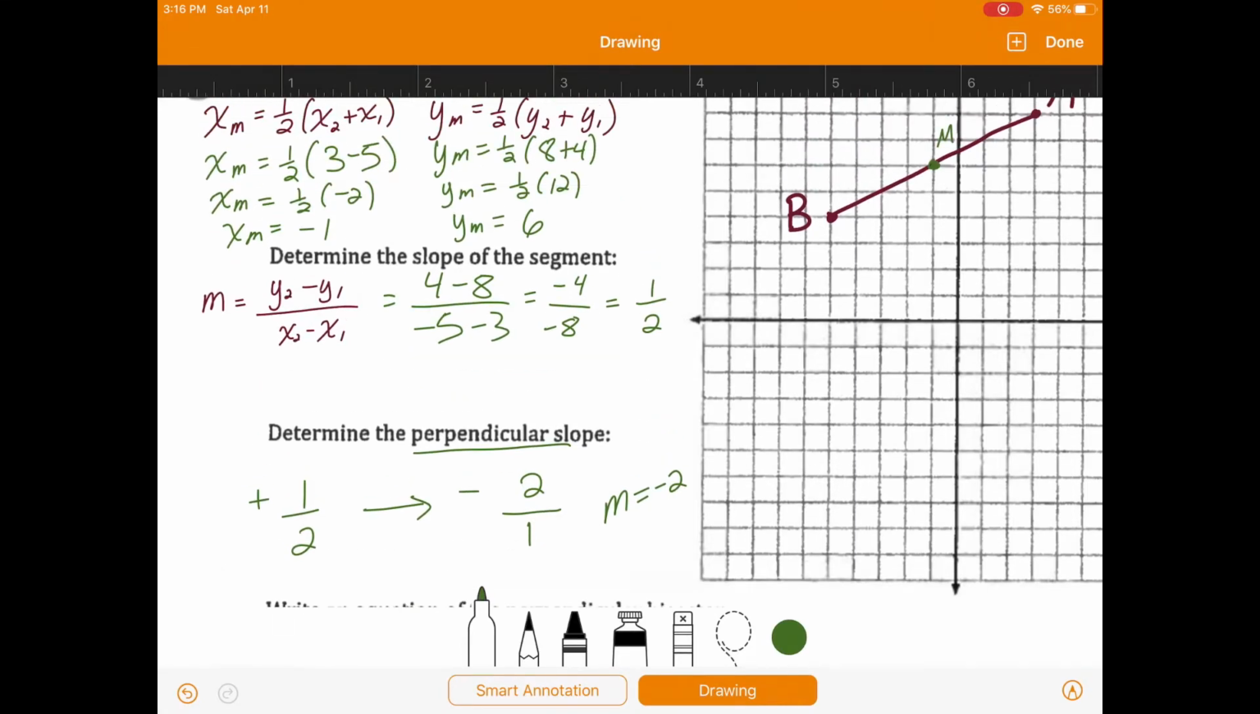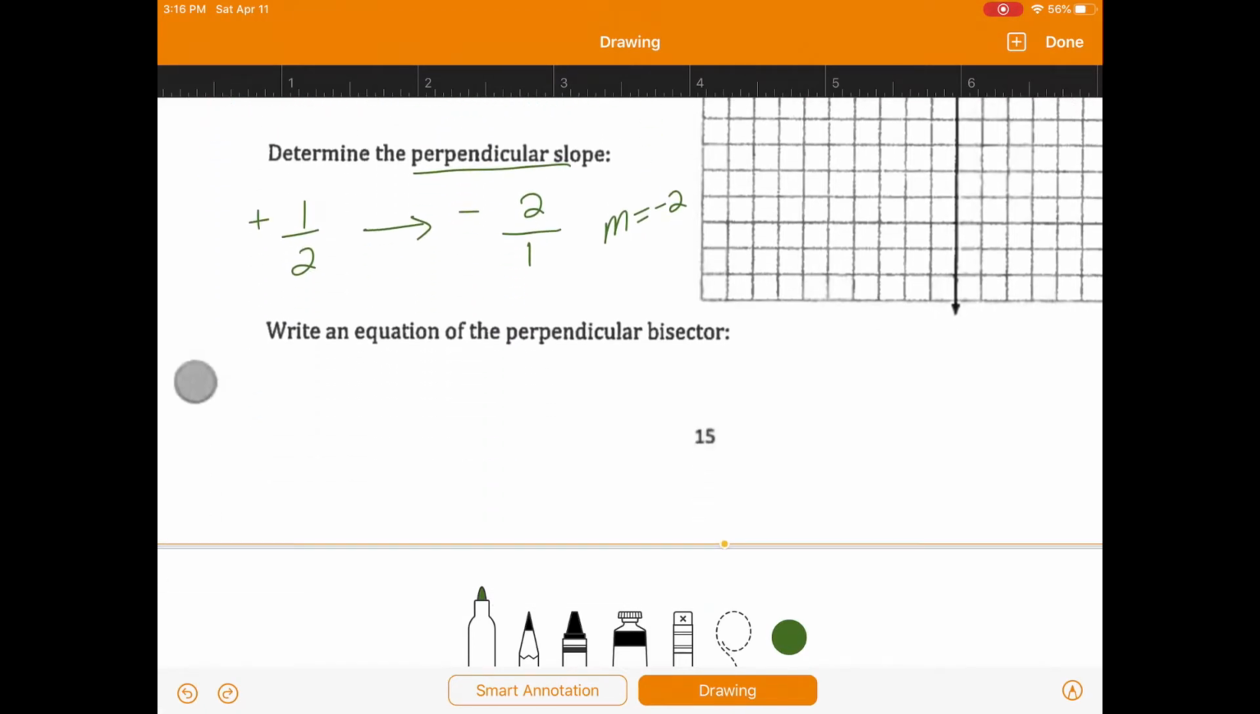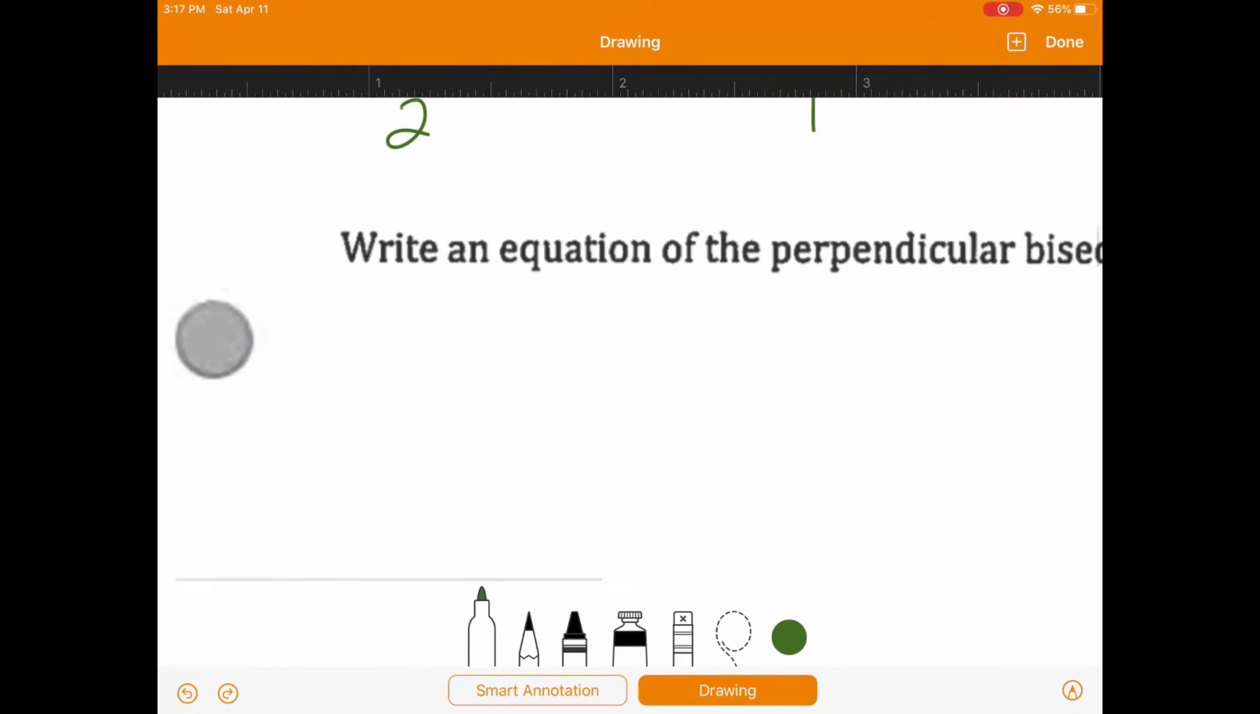So if you were to just graph this, you might be able to just say, okay, let's go down 2/1, down 2/1, and make your graph that way. But I'm going to show you what to do if you don't have a graph. So the equation of the perpendicular bisector, we're actually going to use our point slope formula that we had in a previous lesson. So that's this.